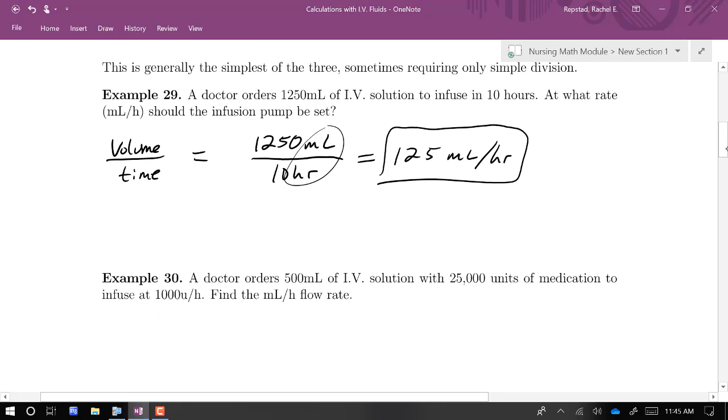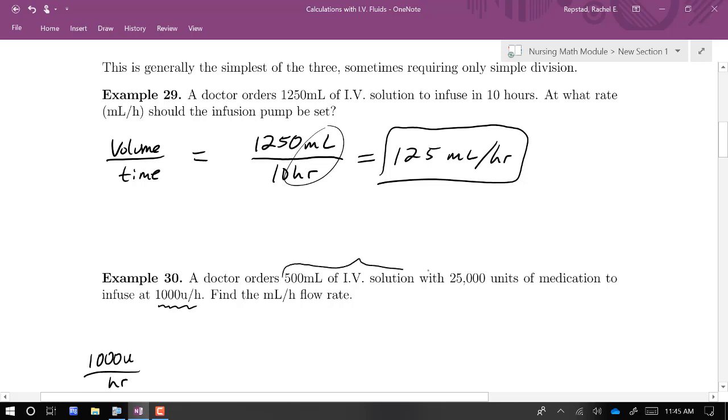Sometimes there's a little bit more to do here. A doctor orders 500 milliliters of IV solution with 25,000 units of medication in it to infuse at 1,000 units per hour, and we want the milliliter per hour flow rate. So here's the thing. It seems like there's a couple parts to this order, right? We have the how many units of the medication in 500 milliliters, and then this rate. But the important part of this is that this medication has to infuse at 1,000 units per hour. So I'm going to start there. Think of that as my order.